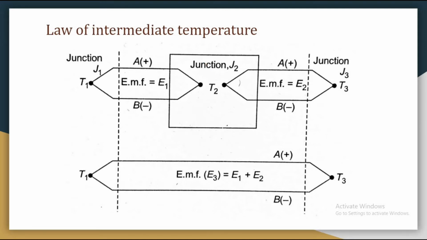लॉ ऑफ इंटरमीडिएट टेम्परेचर कहता है कि एक थर्मोकपल को T1 और T2 टेम्परेचर के बीच रखने से जो EMF जनरेट होता है E1, और उसी थर्मोकपल को T2 और T3 के बीच रखने की वजह से जो EMF जनरेट होता है E2, अगर उसको T1 और T3 टेम्परेचर के बीच में हम रख देते हैं, then the EMF generated will be E3 and that E3 will be E1 plus E2. So this is the simple explanation of law of intermediate temperature, right?